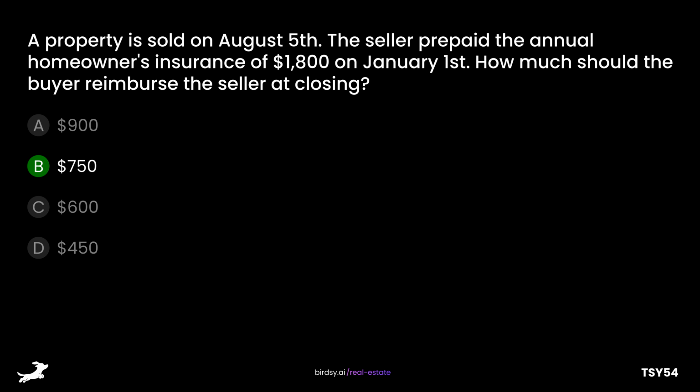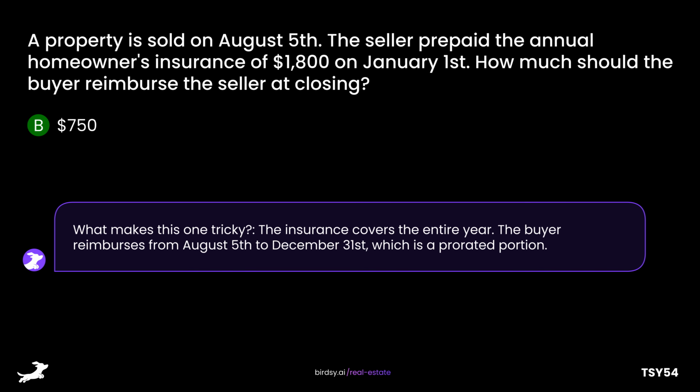The answer is B, $750. What makes this one tricky? The insurance covers the entire year. The buyer reimburses from August 5th to December 31st, which is a prorated portion.